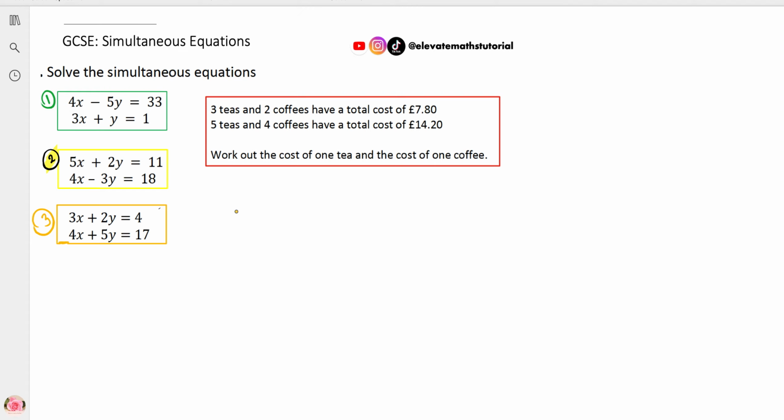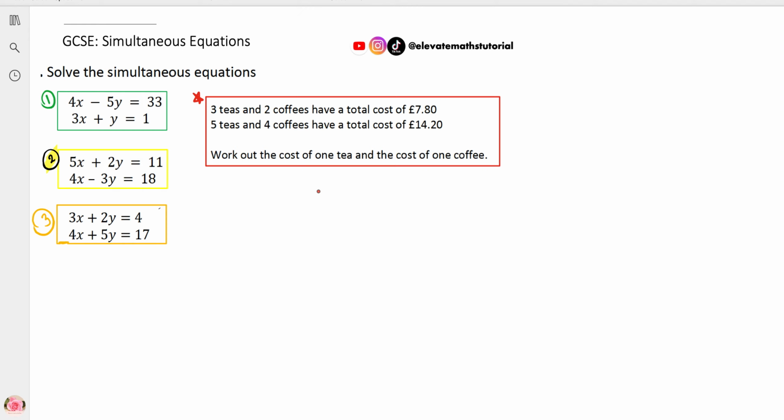So this is the last video on the simultaneous equation section. We've done these 3 questions on the previous video. We've gone through 3 different sort of skills of how to do these questions. So the last one here is essentially a word problem on simultaneous equation.